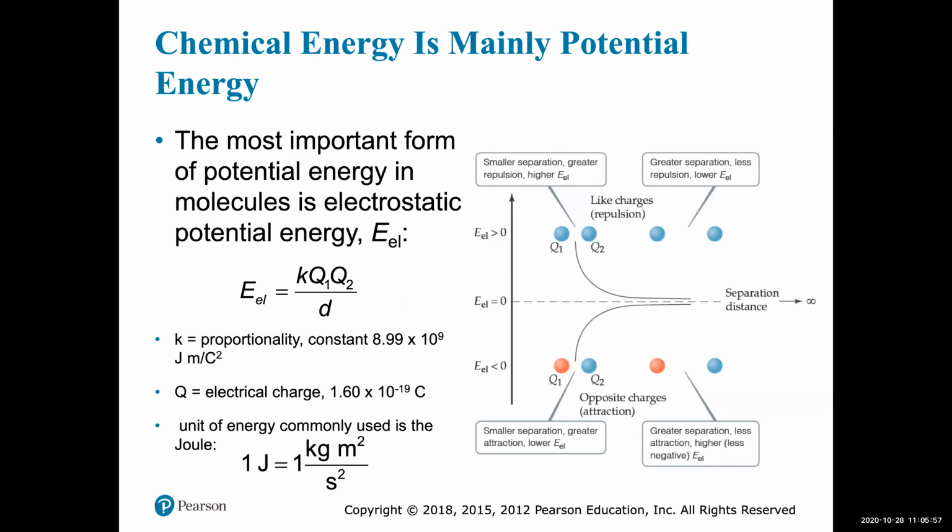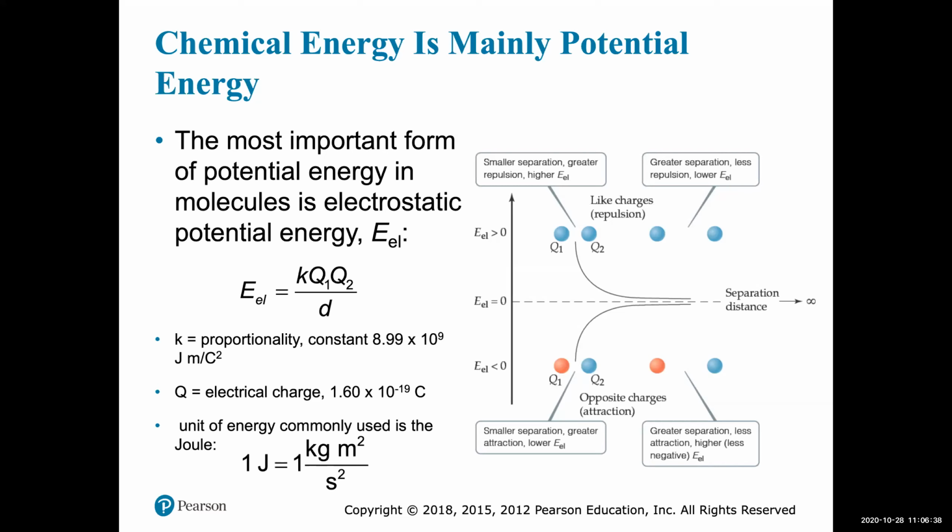A couple of things I want to point out. In order to use this equation, we need to make sure we have the right units. The proportionality constant, K, is key to that. We see it as joules meters per coulomb squared. Since we know that energy is usually expressed in joules, that tells us that our distance has to be in meters.